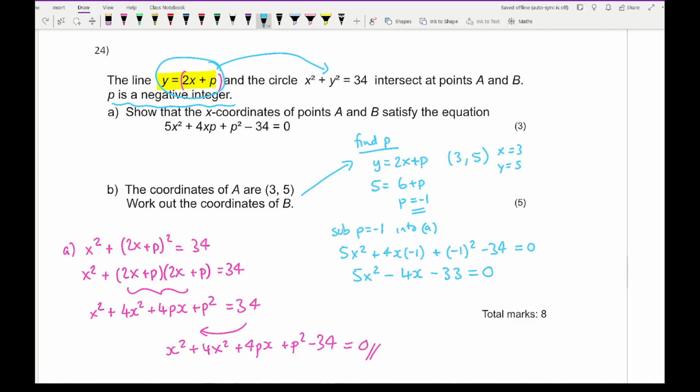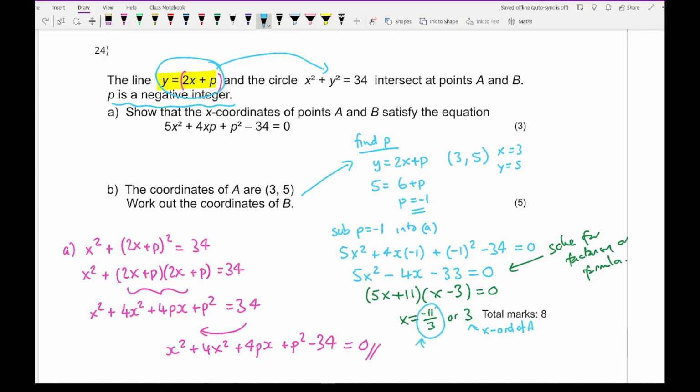And then from this, what I now want to do is solve this. Now you can either solve this by factorizing or by using the formula. And it's entirely up to you which one you want to do, but I'm just going to go for factorizing. So you should have (5x plus 11) and then (x minus 3) equals 0. So x equals minus 11 over 5 or positive 3. Now, the 3 has already been taken by a, so that's the x ordinate of a. So this must be the x ordinate of b.